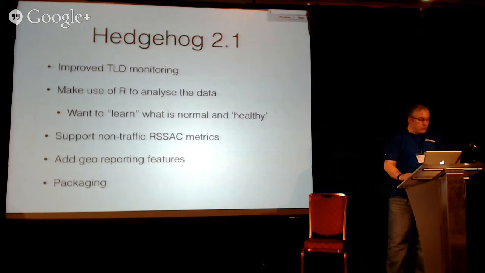Hedgehog 2.1 will be the next release after this one's gone. We're going to have improved TLD monitoring. We're going to make use of R to analyze the data and start learning what is normal and healthy. We're going to support the non-traffic RSAC metrics, add geo reporting, and one of the other things we need to do is packaging. If anyone in this room is a Debian type packager and wants to give me a hand in the bar, I'll buy them a beer tonight.